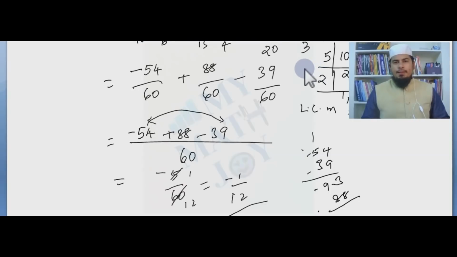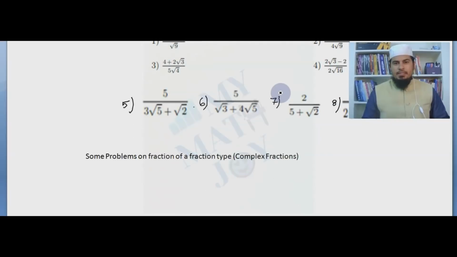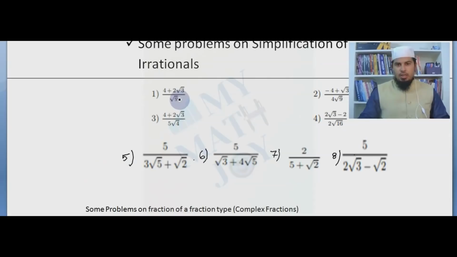Well, I hope that you have practiced those questions. Now let us take some more questions on irrational numbers and some questions on complex fractions. What do you mean by complex fractions? A fraction is nothing but a rational number made with the help of a numerator and denominator. Here the numerator is again a fraction type, and the denominator is again a fraction type. So let us see the complex fractions also.